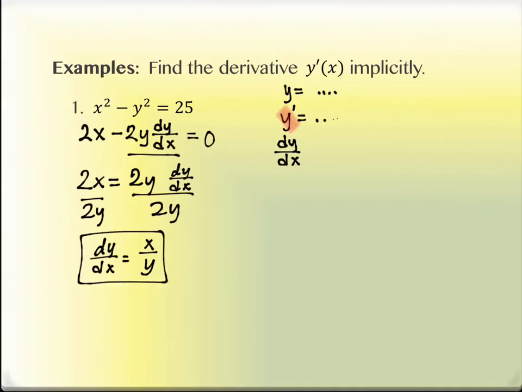Now, you'll notice that my derivative, dy/dx, also has a y in it on the right. That's pretty common. It doesn't have to be that way, but it's pretty common that when I do this, I still end up with an equation in terms of x and y on the other side.